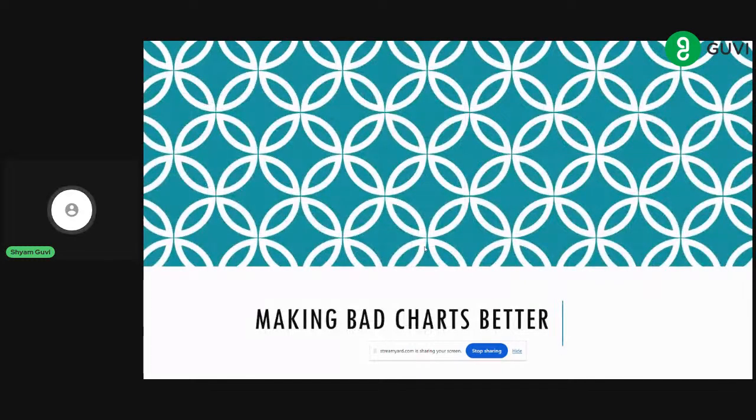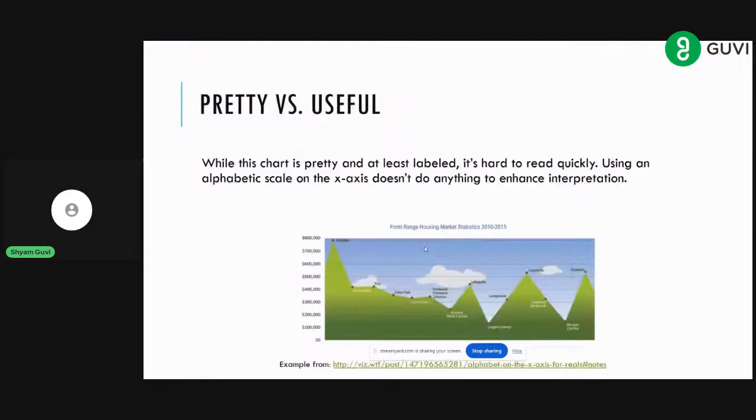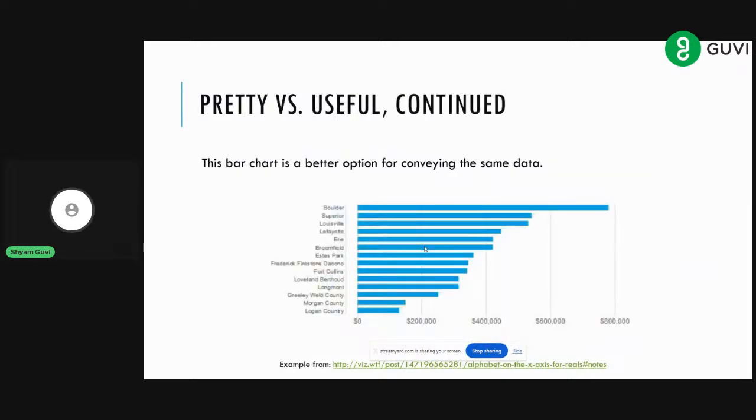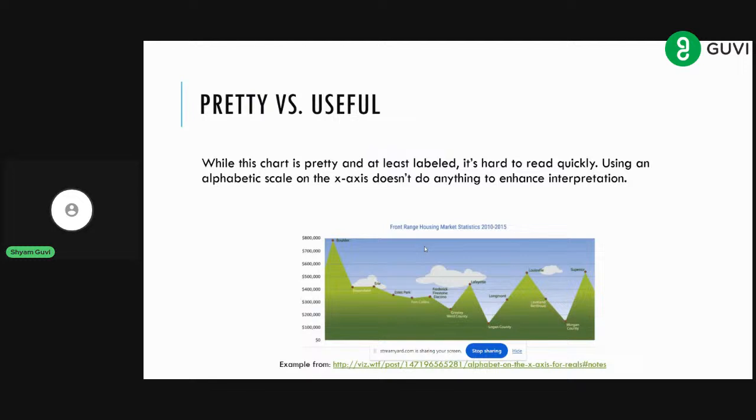Okay, how do we make bad charts better? This is an example of a pretty versus useful chart. This is a pretty chart, this is a useful chart. So first look at the pretty chart. What is your understanding from this pretty chart?